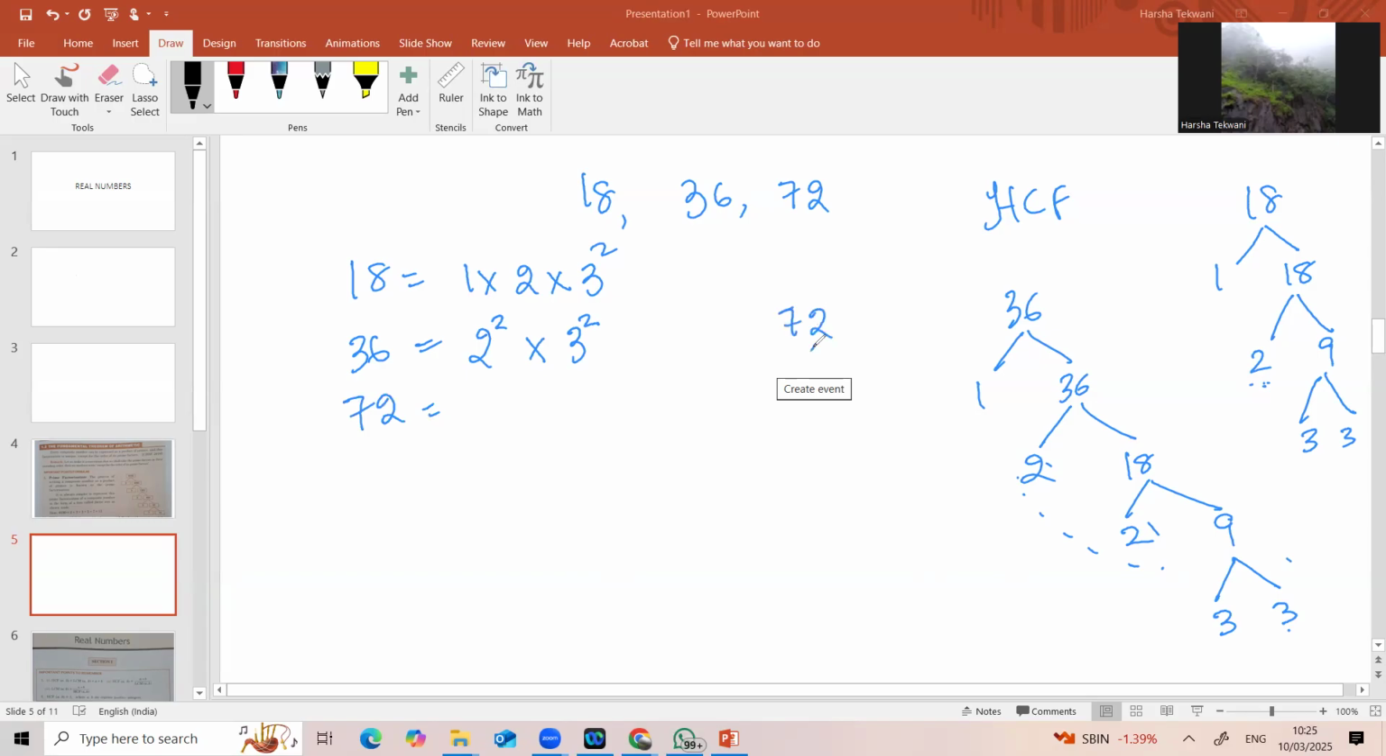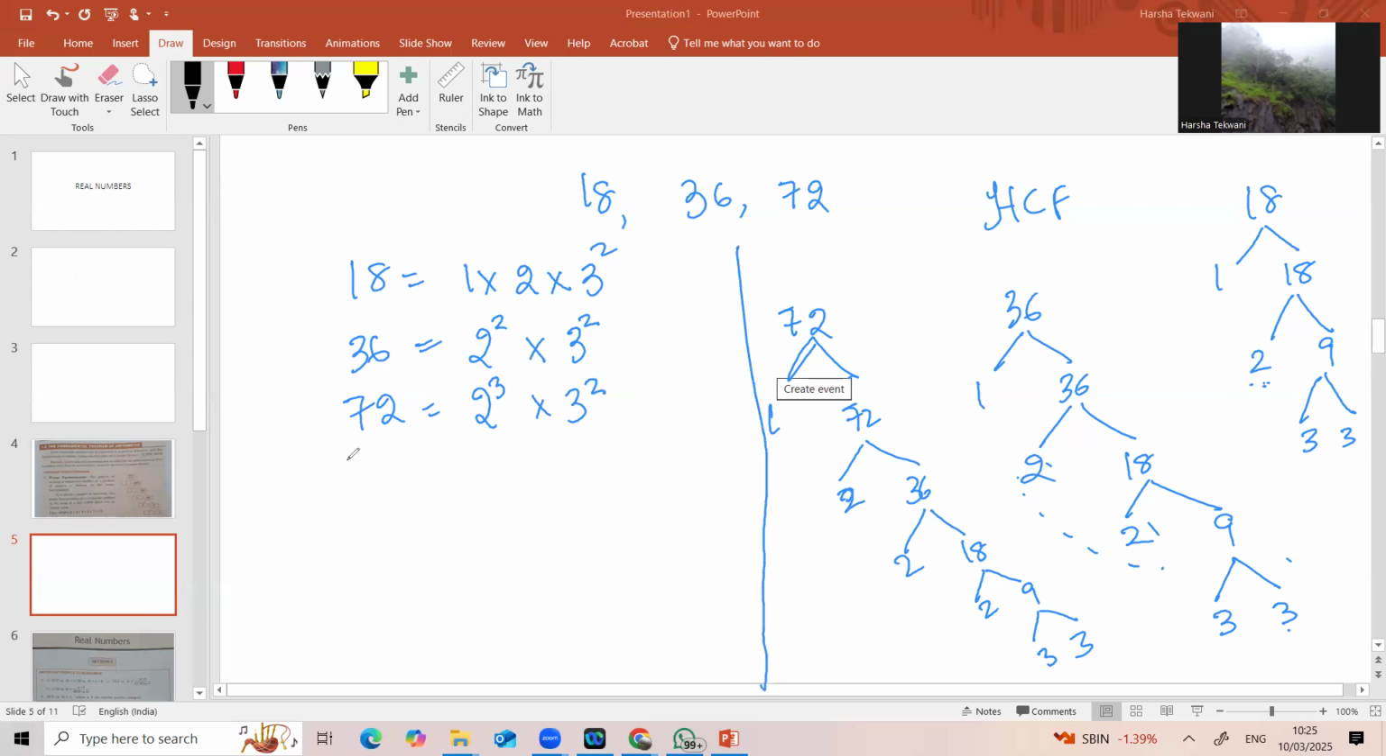Let me find this fellow's prime factors. 2 36s are 72, then I'll go with 2 again. This is again 2. This is again 2. So I'm getting 2 cube into 3 square.